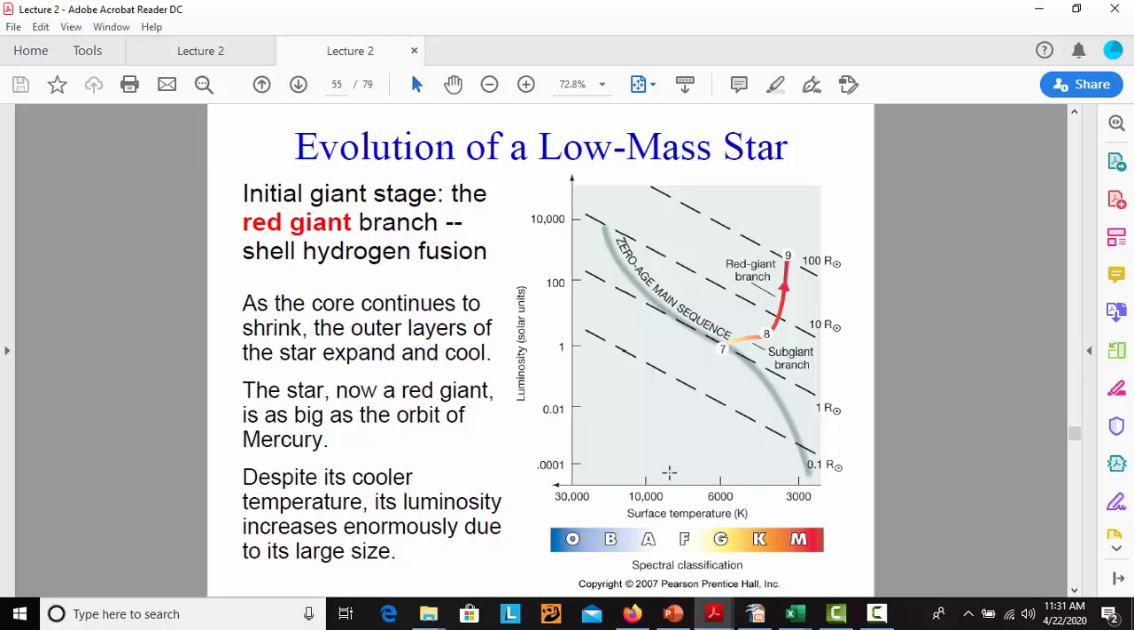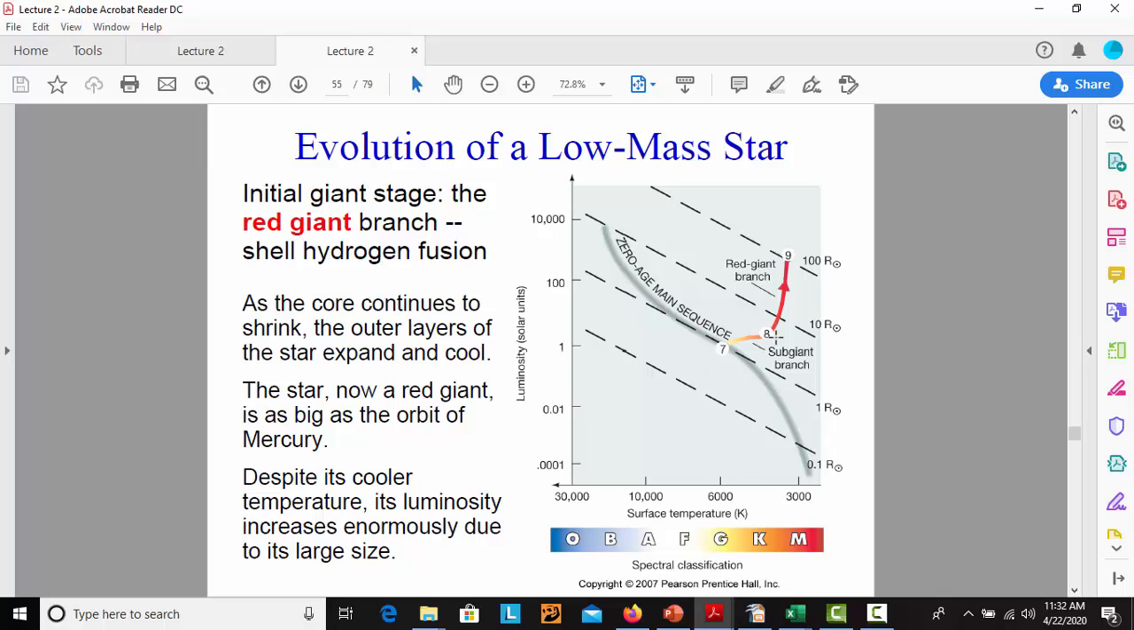So if we look at our low mass stars, we have an initial giant stage with the red giant branch. What we see is that as the core begins to shrink, the outside layers of the star expand and cool. So they'll start to move in this area. And despite its cooler temperature, its luminosity is increasing enormously just because it's big, right?